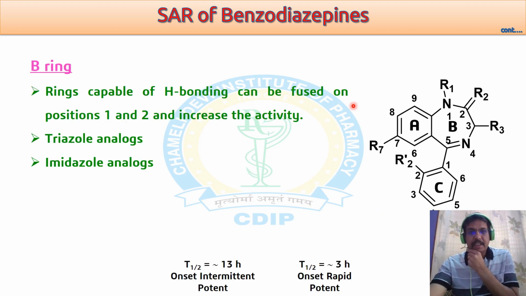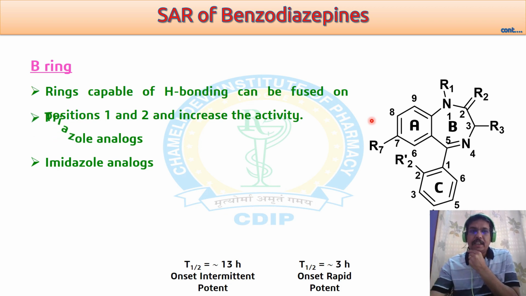Then we can go for modifications on these two areas. For the ring, we can go for the expansion of this in the form of a fused ring. We can retain the activity if we fuse ring systems which have the capability to form a hydrogen bond with the receptor, so they might have some lone pair of electrons. In those conditions they retain the activity. So here there are two possibilities.